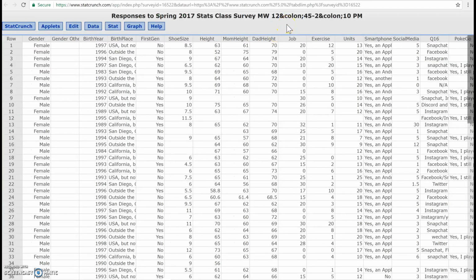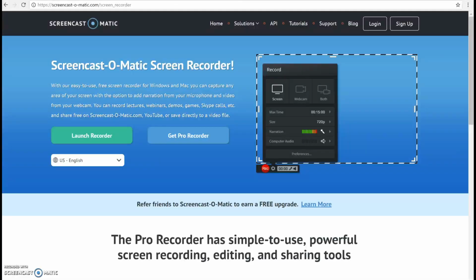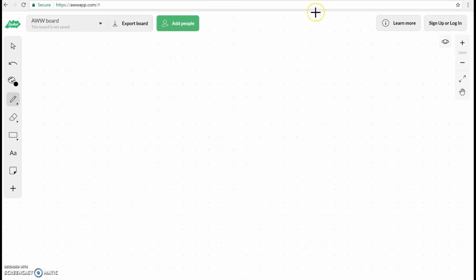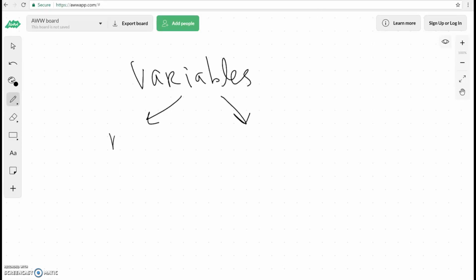So if I went here, we see that this is raw data. We are asked for their gender, birth year, birthplace, first generation, and it continues on, right? And we classified our data between two different variables, right? So we said that we had variables, and we were able to categorize these variables as either numerical variables or categorical variables.